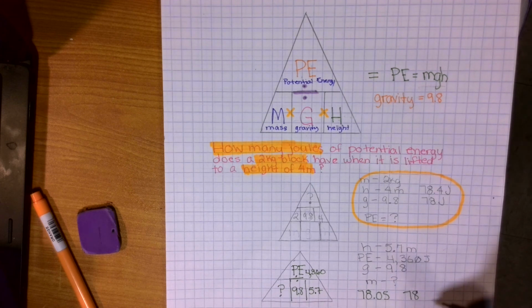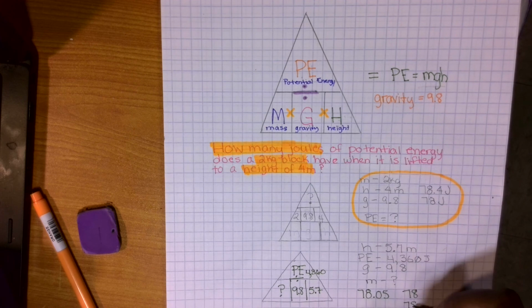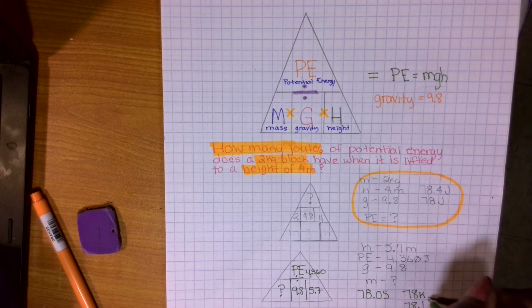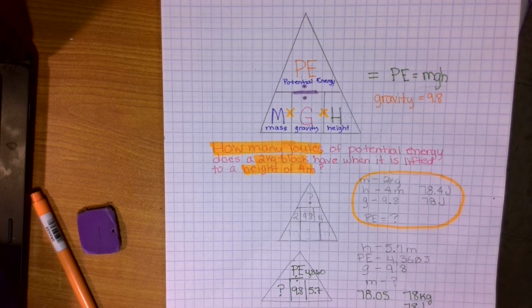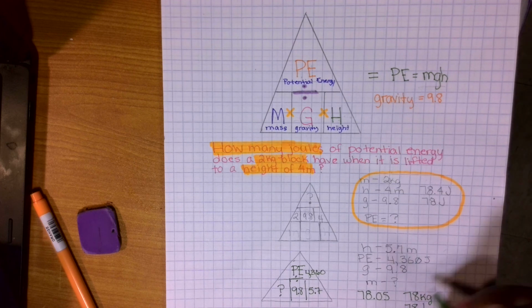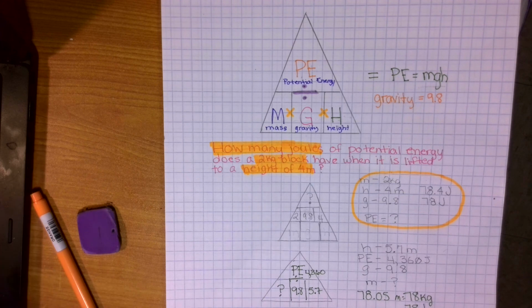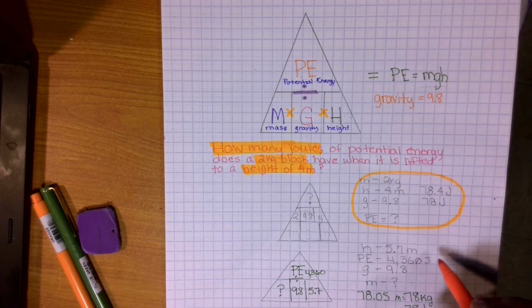If you were rounding to the nearest tenth, it would be 78.1. Okay, so our answer is 78 kilograms. Mass equals 78 kilograms. I'm going to go ahead and circle that.